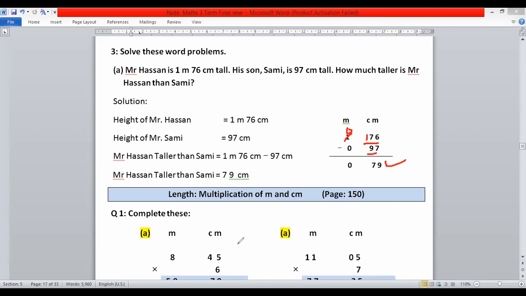And in the next video, inshallah, we will learn how we multiply meter and centimeters. So, dear students, you have to solve the remaining word problems B, C, D by yourself. Thank you and Allah Hafiz.